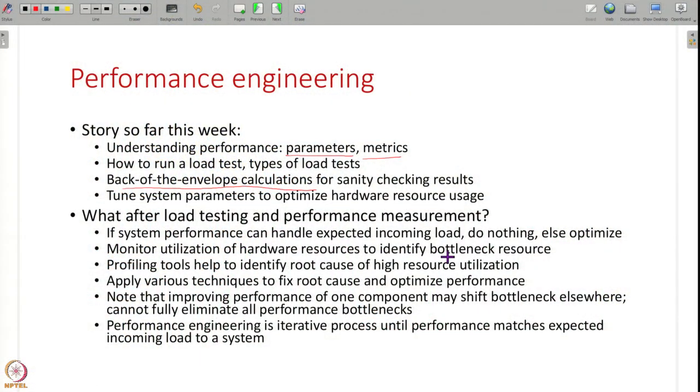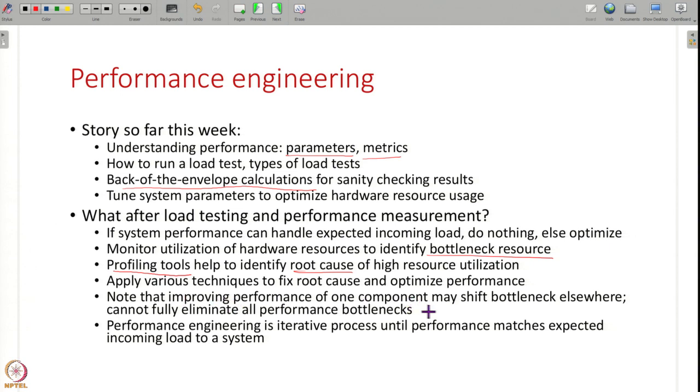First you will find out which is the bottleneck resource or bottleneck component. You will monitor the utilization of all the hardware resources to find which is the bottleneck resource. Then you will use what are called profiling tools. These tools will help you identify why your resource utilization is so high. For example, if your CPU utilization is 100% in handling certain traffic, then your profiling tools will tell you where the CPU time is being spent. Once you find the root cause, you can apply various techniques to fix it and improve performance. This is what we are going to study in today's lecture: how to use these profiling tools and some techniques to optimize performance.